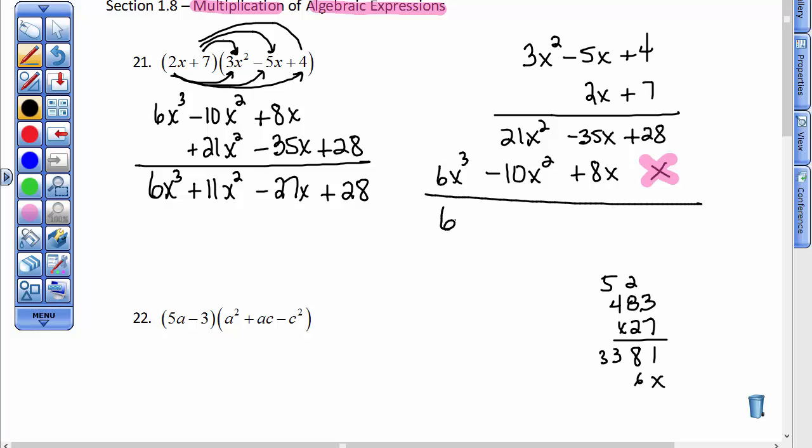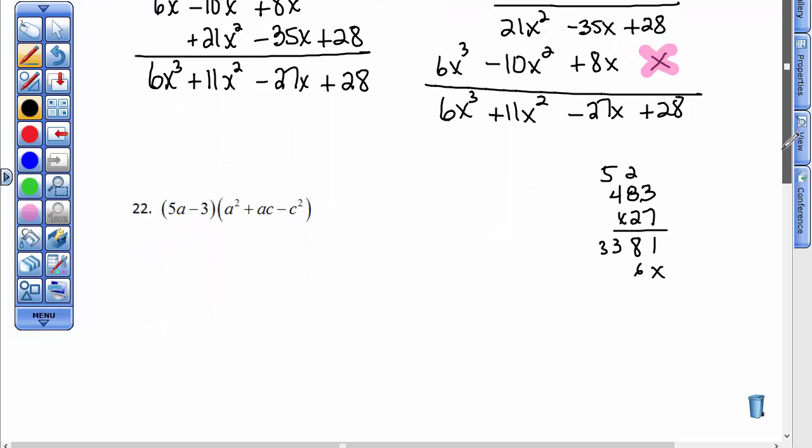And I still end up with then 6x cubed plus 11x squared, and then these two combine to minus 27x plus the 28. So just a different format. Either one works well for me, so you choose the one that you'd like.